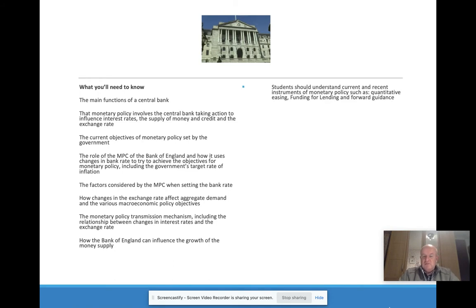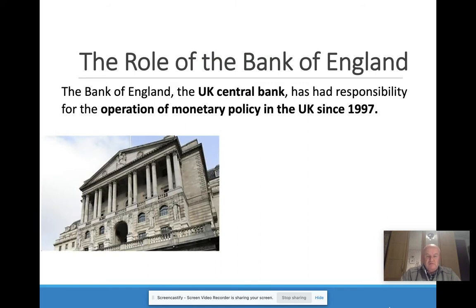Other things that you need to be able to understand and demonstrate include recent instruments of monetary policy such as quantitative easing, funding for lending, and also forward guidance, and we'll look at those independently shortly. And also the fact that we need to be able to understand how the MPC uses the change in bank rate to achieve objectives for monetary policy, including the government's target for inflation.